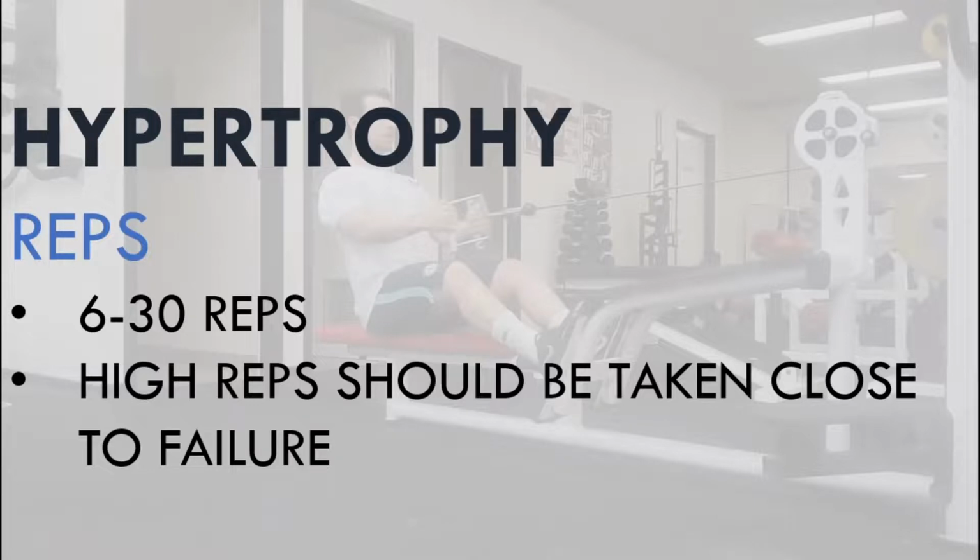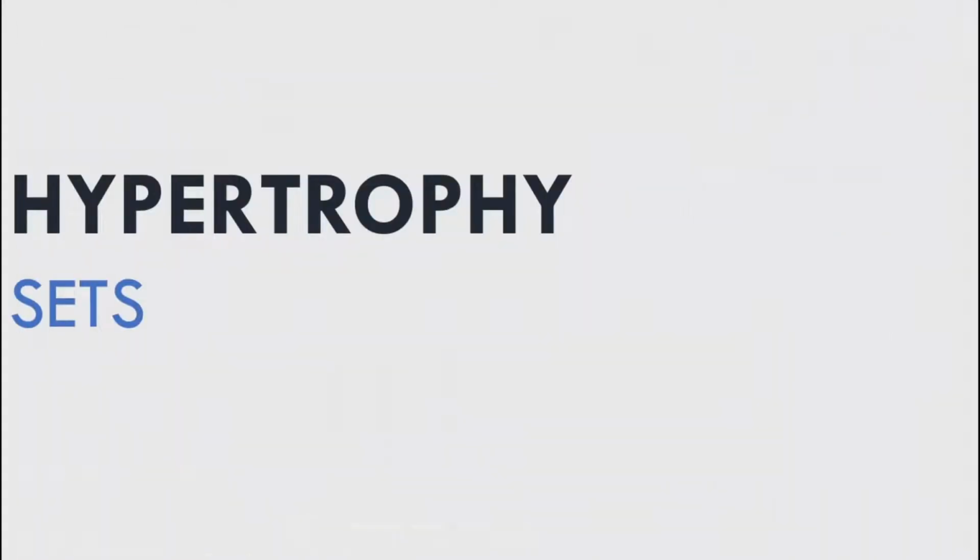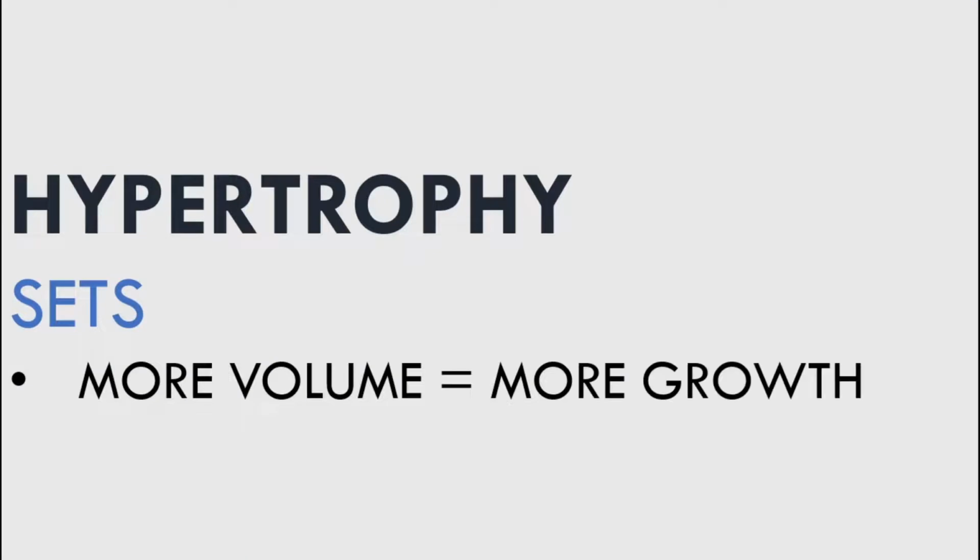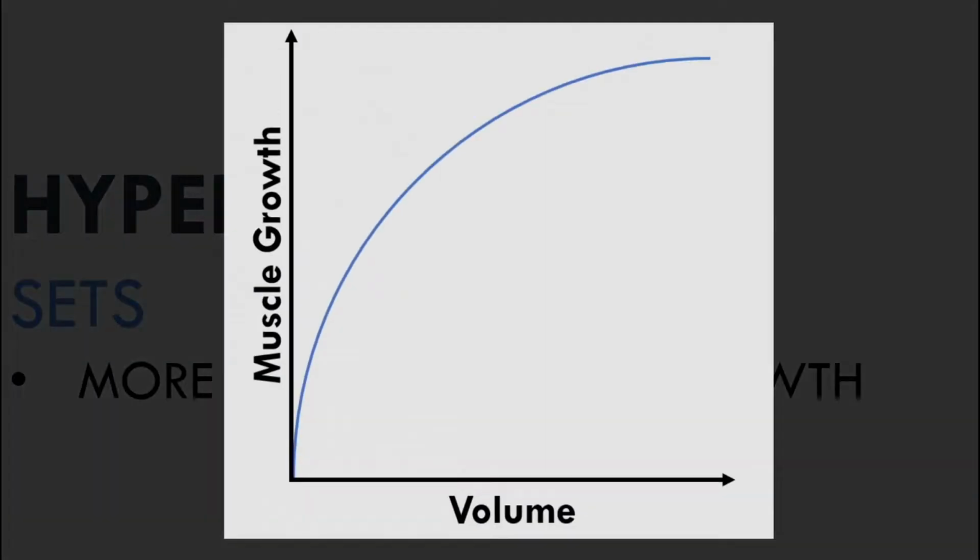The number of sets is of great importance for hypertrophy training. In general, the more sets performed per muscle group, the more growth they will receive. However, the more volume done, the less additional growth the muscle will receive. A general rule of thumb is to stick to between 10 to 20 sets per muscle group per week.